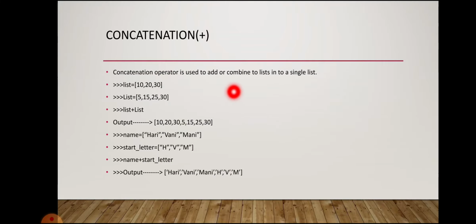Concatenation is used to add or combine two lists into a single list. A list containing 10, 20, 30, and another list containing 5, 15, 25, 30. If I type list plus list in shell mode, it gives the output 10, 20, 30, 5, 15, 25, 30. It simply adds the two lists and combines them, returning a single list. Name: Hari, Vani, Mani, and start letters H, V, M. Name plus start_letter. I am combining these two lists. It gives the combined list.